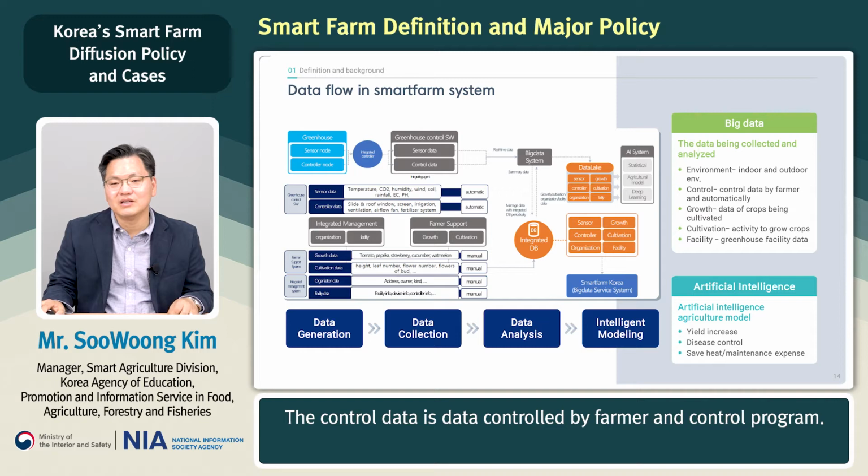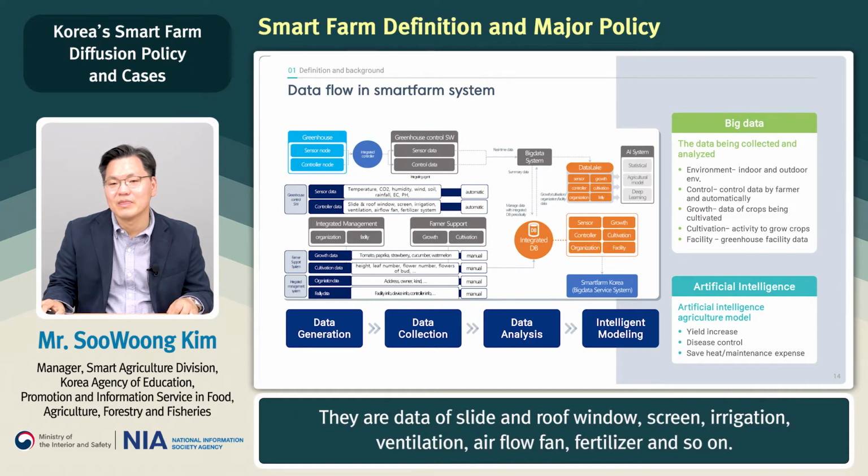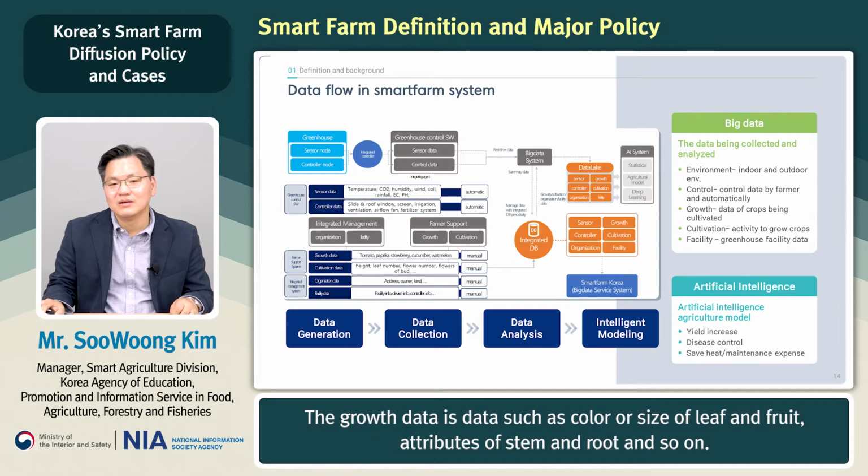The control data is data controlled by the farmer and control program. They are data of slide and loop windows, screen, irrigation, ventilation, airflow fan, fertilizer, and so on. The growth data is data such as color or size of leaf and fruit, attributes of stem and root, and so on.